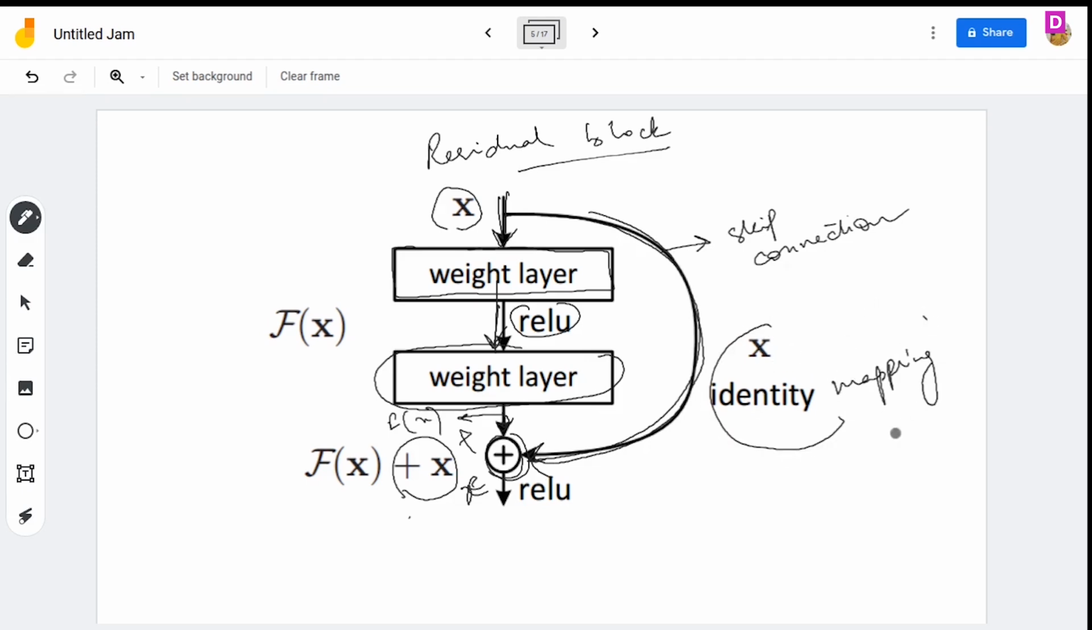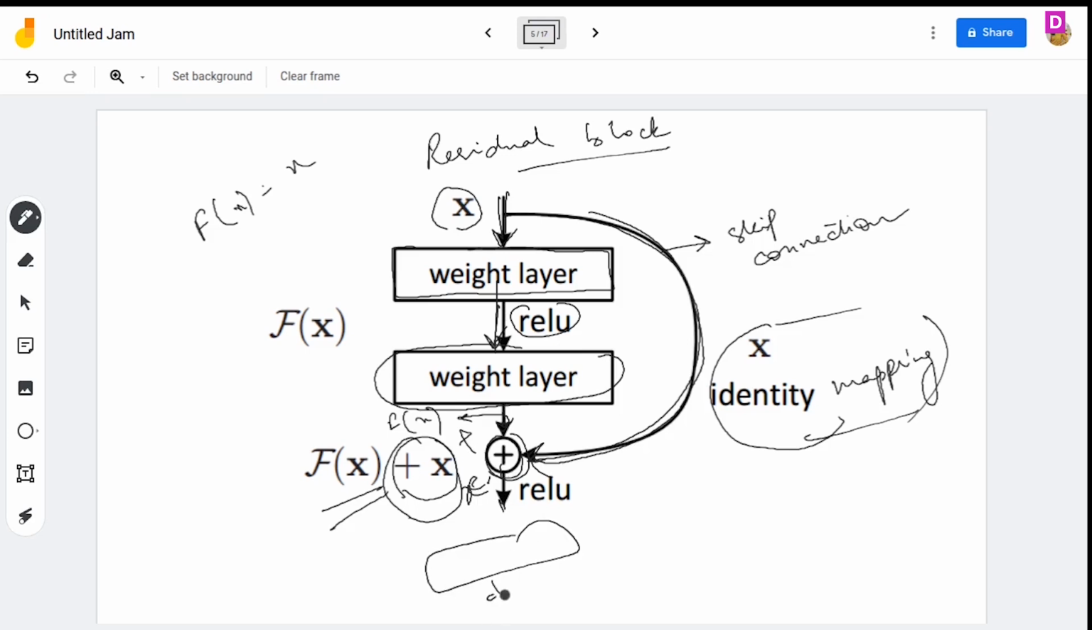You might have heard of identity mapping in the functions chapter when you were learning in class 11 or something. In that case f of x would be equal to x, I suppose. So here also they are adding a skip connection. You do not have just f of x, you also have a plus x here. And now this will continue with the same layers one after the other. Here you will have again the weight layer. This is x. This again will pass through another weight layer. And you might have another skip connection here.